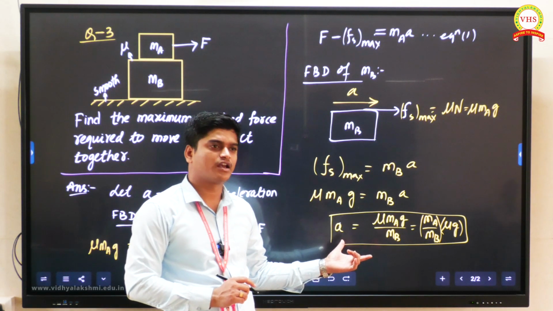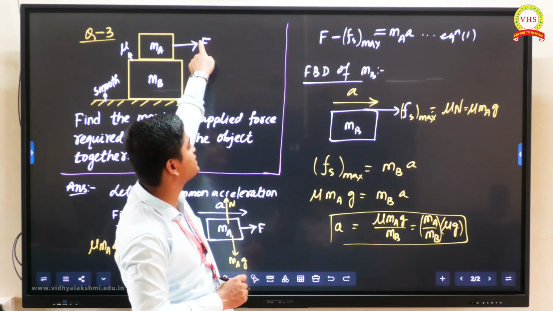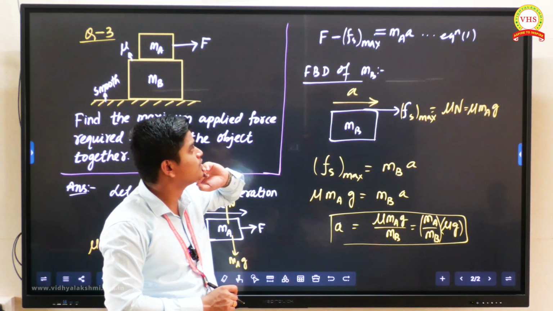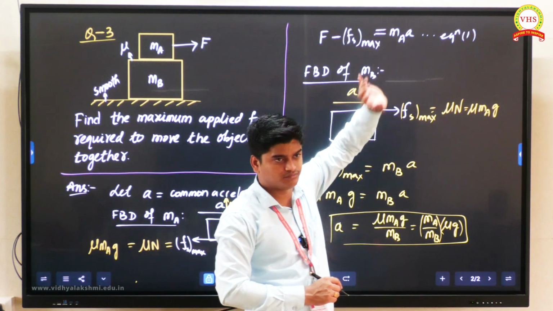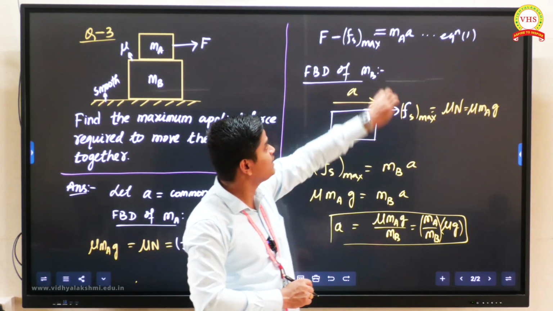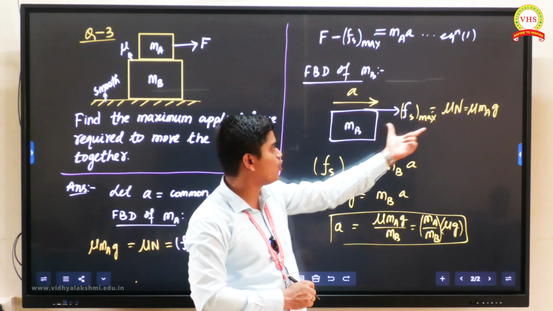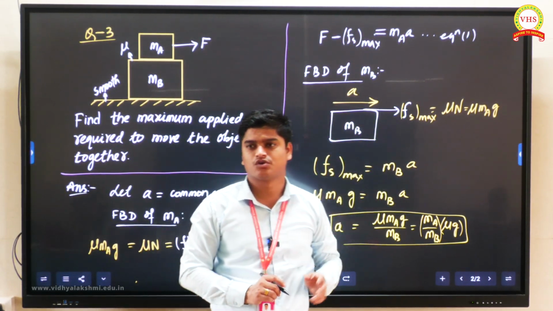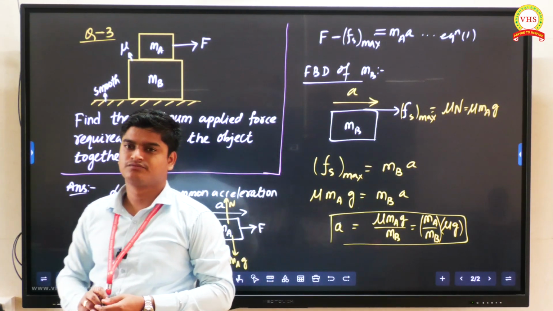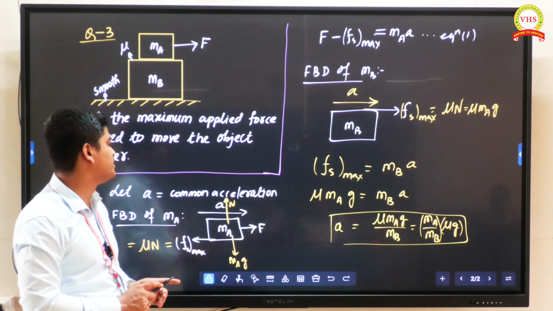Okay? Clear idea? Now I need F max. That means I need this maximum force value. What I'll do is substitute this acceleration here, and this acceleration here. And Fs max value you already know, that also I'll substitute there. Then I'll get the maximum value of the force. What is the maximum force that can be applied on that object so that both the objects will move together?